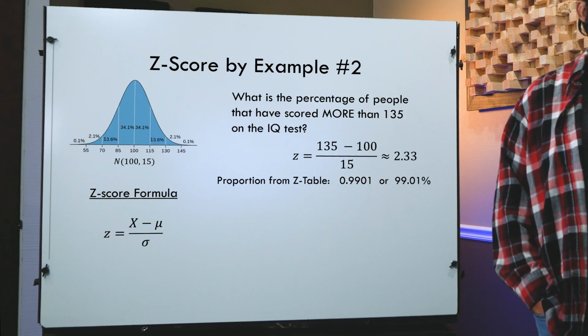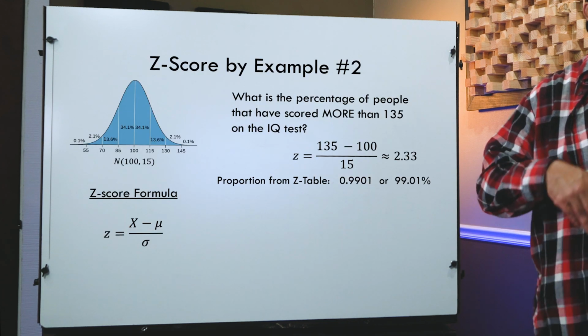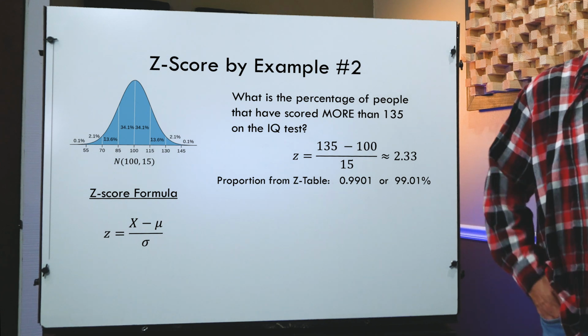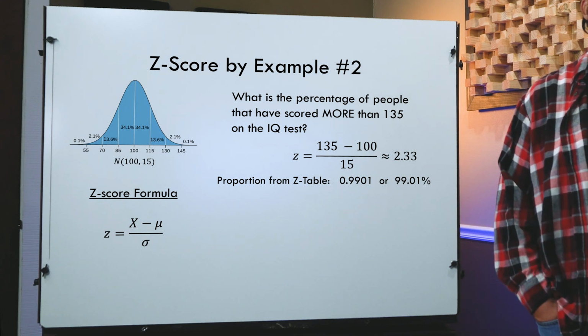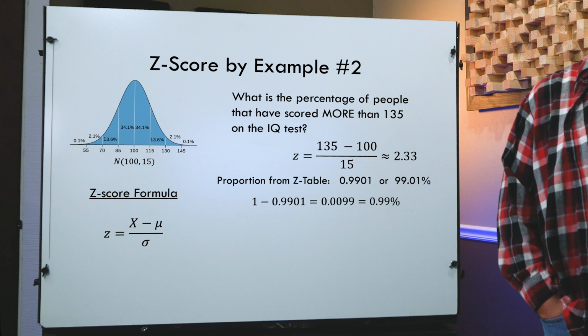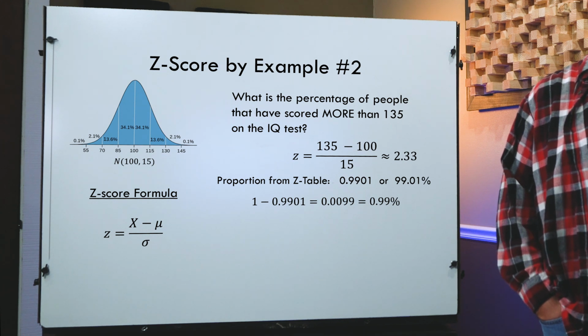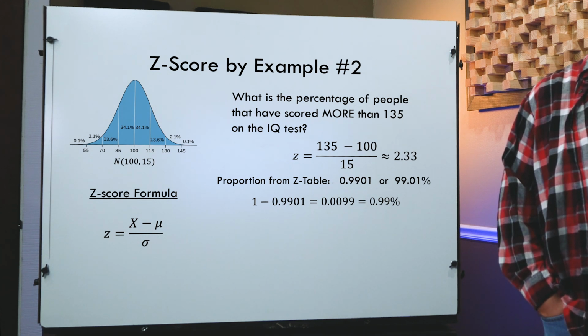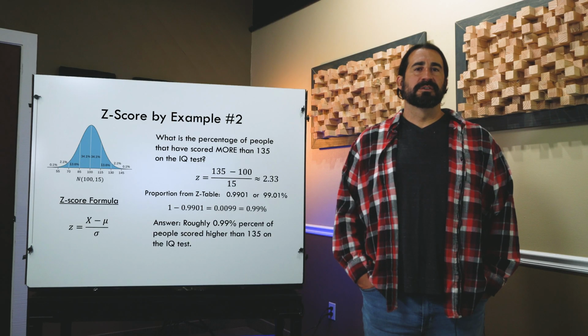Since we want to know the percentage of people that scored more than 135, we need to subtract the 0.9901 from 1. Then we get the stuff to the right of that point, which in this case is 0.0099. And making this into a percentage, we get 0.99%, almost 1%. Therefore, the final answer for this question is that approximately 0.99% of people score higher than 135 on the IQ test.